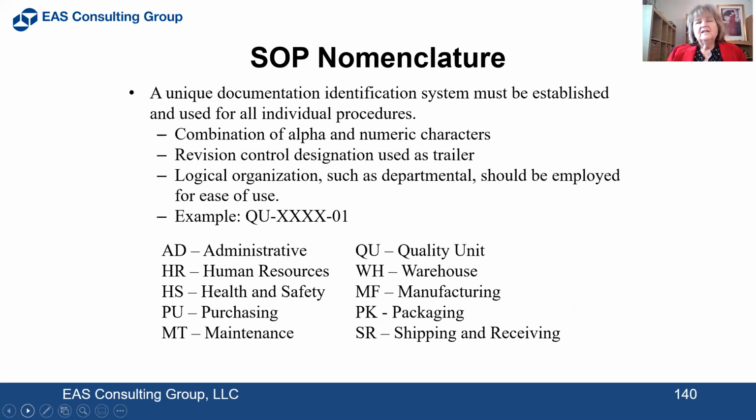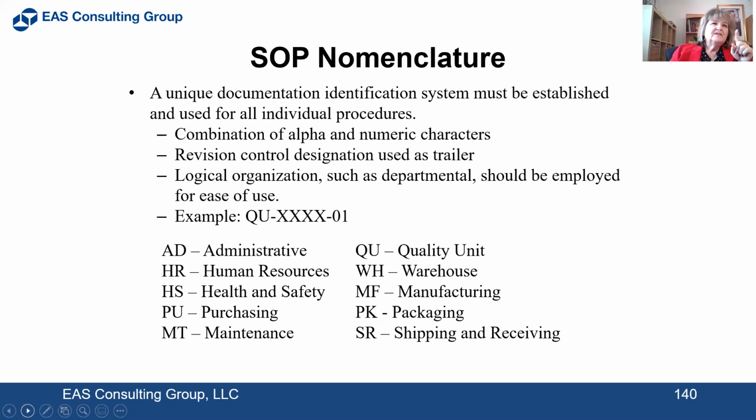So a unique documentation identification system must be established and used for all individual procedures. You can use a combination of alpha and numeric characters. The revision control designation should be used as a trailer. Logical organization such as departmental should be employed for ease of use.